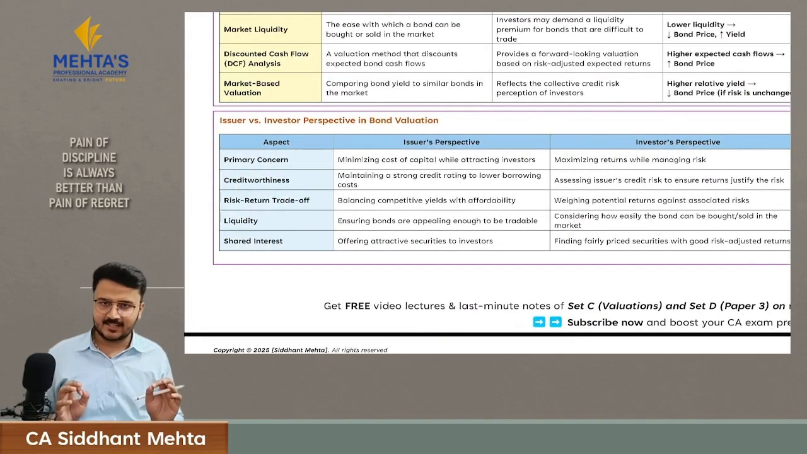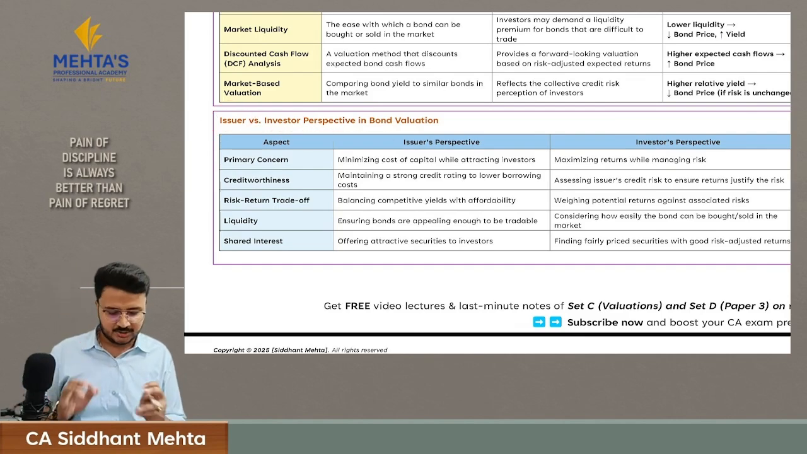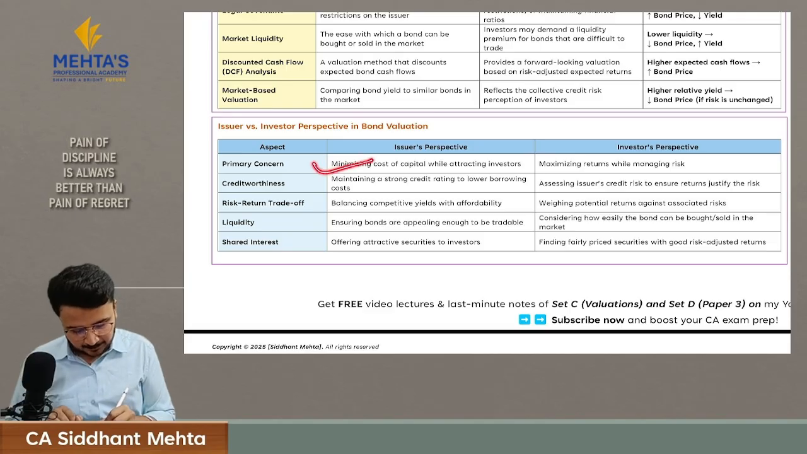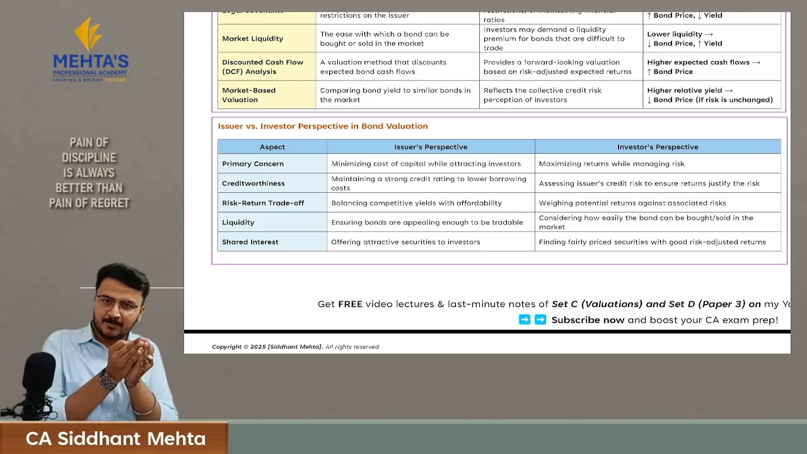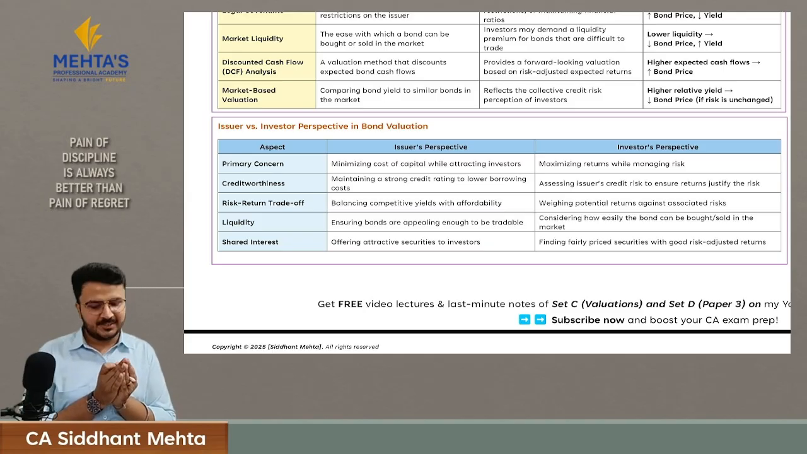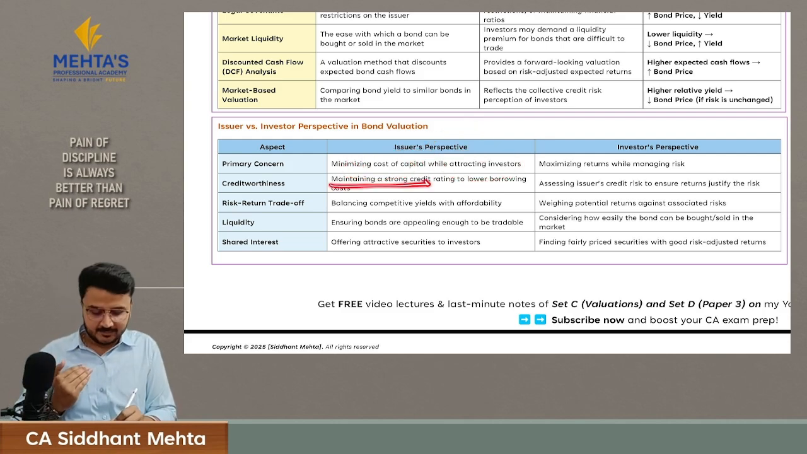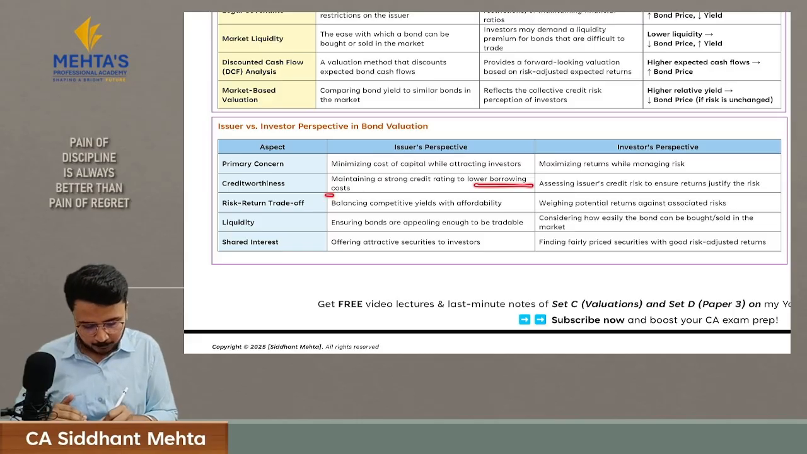Now let's understand our last concept, that is issuer versus investor perspective in bond valuation. Let's first understand the issuer's perspective. The issuer's primary concern will be minimum cost of capital. He will always try that the company should pay minimum interest to the investor from the company's pocket, but that interest should also attract investors. Then he will also try to maintain a strong credit rating, because if he has a strong credit rating, then there will be low risk. Low risk means low return, that means low borrowing cost.